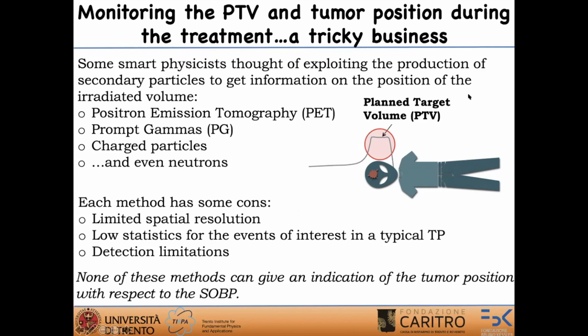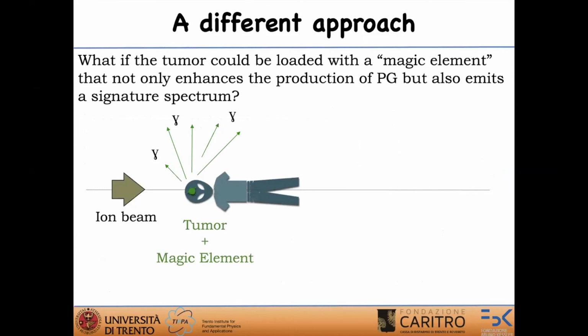Okay. So, as I was saying, each of these methods has a limitation. They have pros and cons. Now, the one thing that I should say is that each of these methods relies on the fact that the particles are produced by the interaction of the incoming radiation with our body, especially in the tumor. We thought about doing a different approach.